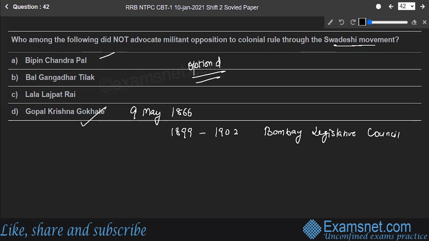Bal Gangadhar Tilak was born on 23rd July 1856, founder of Deccan Education Society, one of the founders of Fergusson College 1885 in Pune. Lala Lajpat Rai was born on 28 January 1865. He helped found the Punjab National Bank, demonstrating his concern for self-help and enterprise. So we have option D as the correct answer.